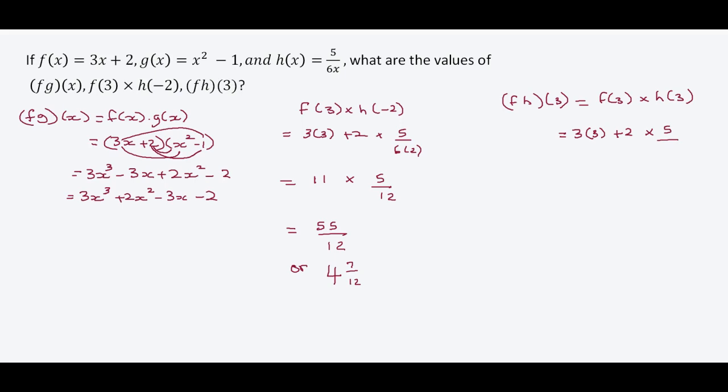over 6 times 3. So here we have 11 multiplied by 5 over 18. This is going to give us 55 over 18. If you want to be adventurous, convert it to a mixed number or a mixed fraction. And we have 3, 1 over 18.